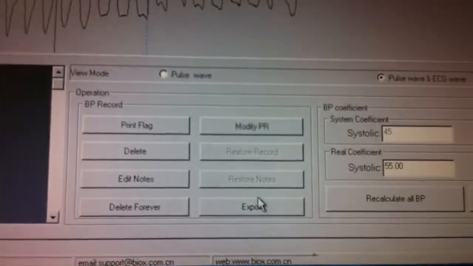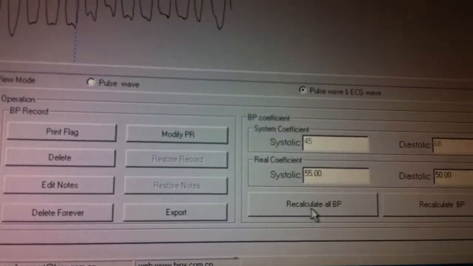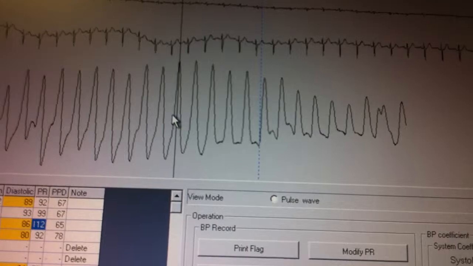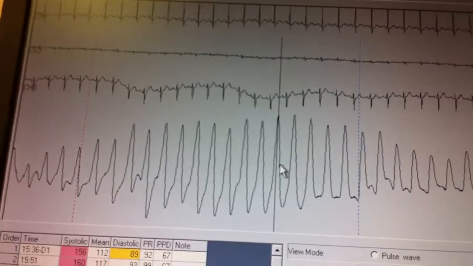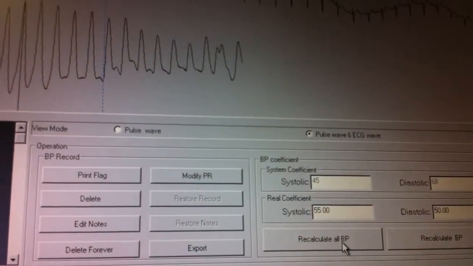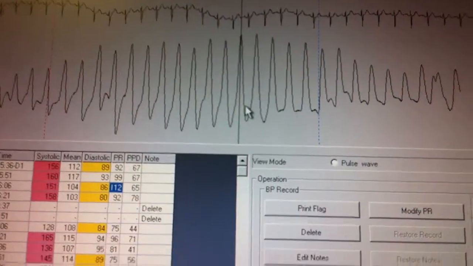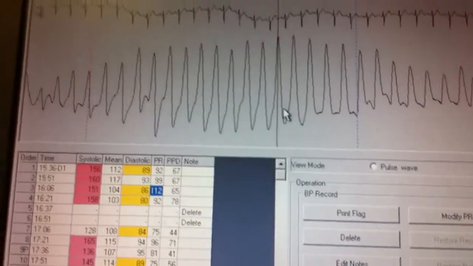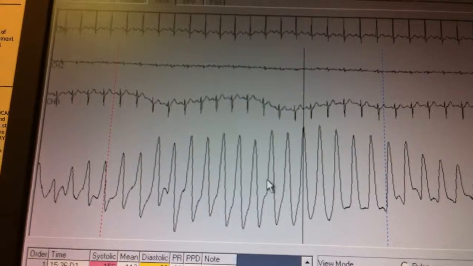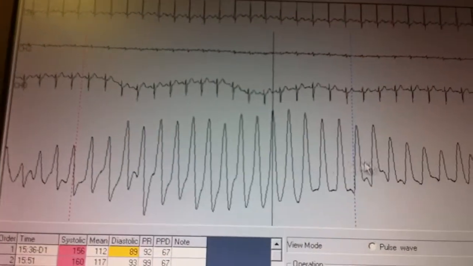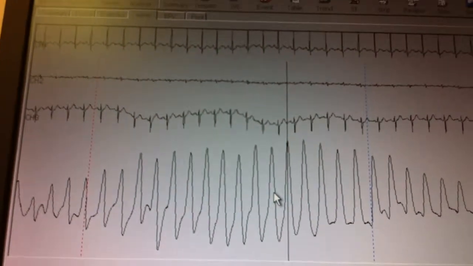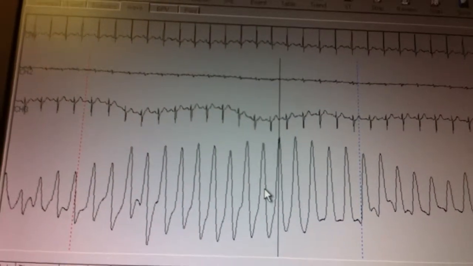Data can also be exported from this function. We can recalculate all blood pressures. If the mean pressure line is moved, we can recalculate all blood pressure values. This enables the clinician to be able to determine if a blood pressure value may have been good, depending on the quality of the waveform. If there's a lot of artifact or noise, that value could be discounted.